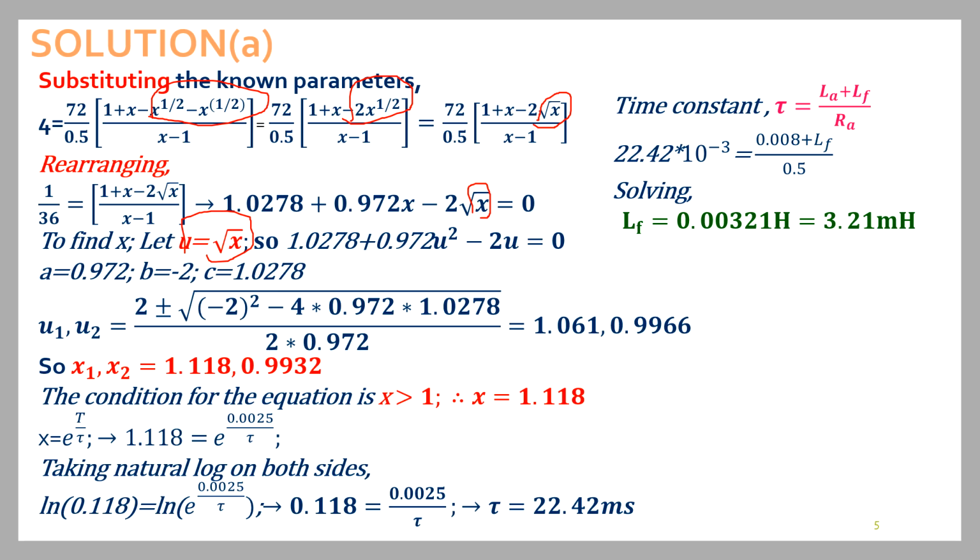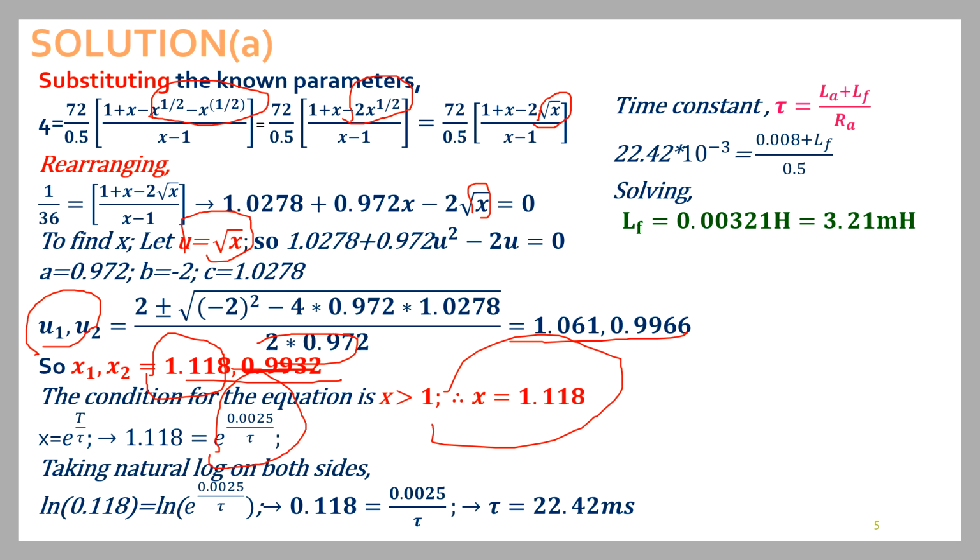Substitute and find the values of u1 and u2 by solving the quadratic equation using the formula minus b plus or minus root of b square minus 4ac divided by 2a. I am getting two answers. From these, find the values of x1 and x2. We know that x must be greater than 1, so the second answer is not possible. So let us choose the value of x as 1.11. Now we know x and t, so take natural logarithm on both sides and find the value of tau. Once we determine tau, we can calculate the value of LF.